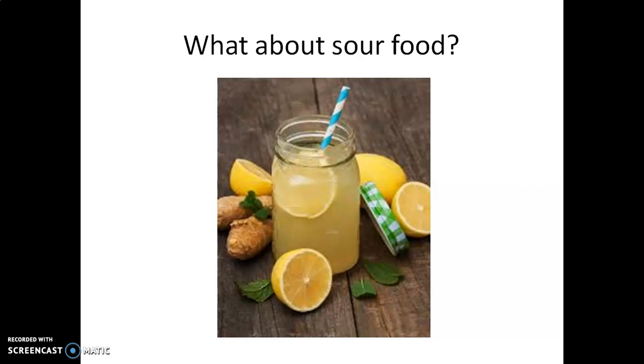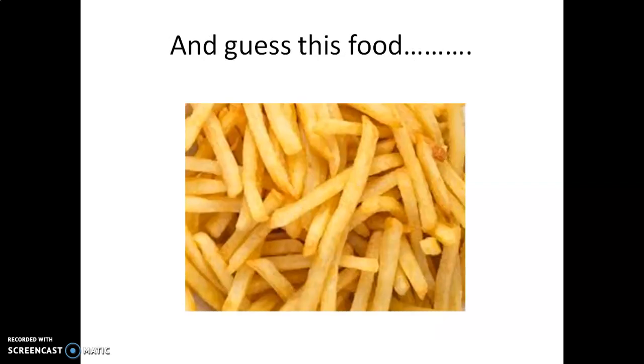You can easily make it at home. All you need is a mason jar like this, and you have lime or lemon at home. Just squeeze it, add some sugar if you want, add some mint leaves. Mint leaves, you can see those green leaves. The mint leaves are very good in summer, and the lemonade keeps us cool and it quenches our thirst.